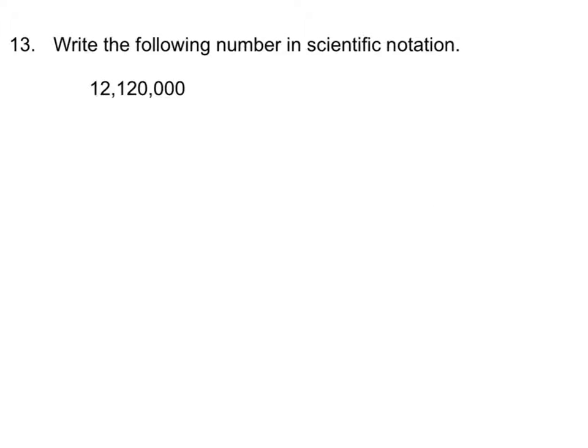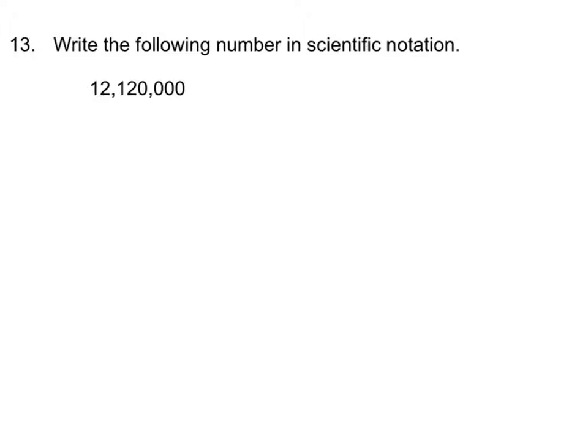Scientific Notation Part 1. Write the following number in scientific notation. 12,120,000. The first step in writing a number in scientific notation is to locate the decimal.